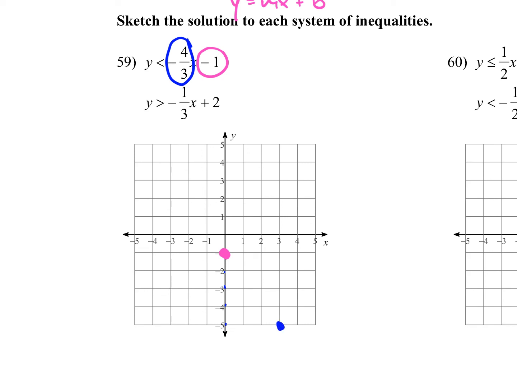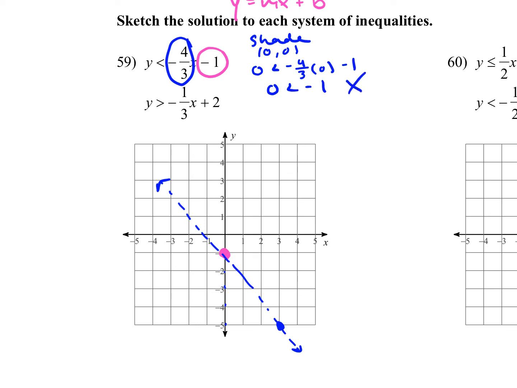Do I connect these with a solid line or dotted line? Dotted. And then I need to figure out where I'm going to shade. So what can I plug in? 0, 0. So I have 0 is less than -4/3 times 0 minus 1. So 0 is less than -1. Is this true? No, it's not true. -1 is smaller. So it's not true. Do I shade where 0, 0 is? Where it's not. So that would be down below.